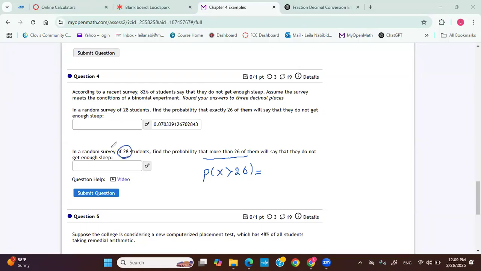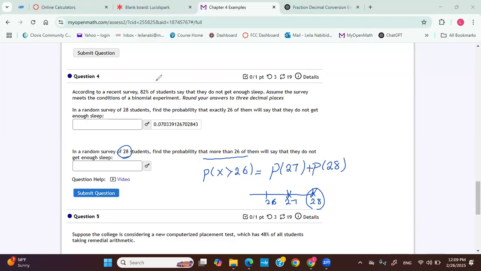That means numbers that are more than 26, but still not more than 28 because we only have 28 students. So 26, 27, 28. We have to stop at 28. When it says more than 26, we don't include 26. But if it says, instead of more than, at least 26, you need to include 26 as well. Right now it says more than 26, which is just 27 and 28. That means you want to find the probability of 27 and the probability of 28 and then add them together if you want to work with the formula.